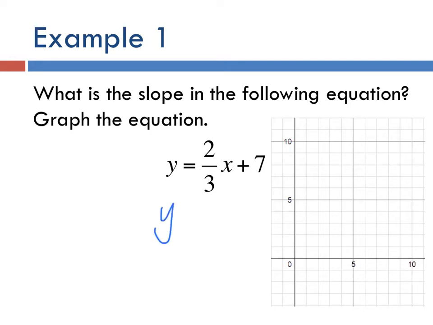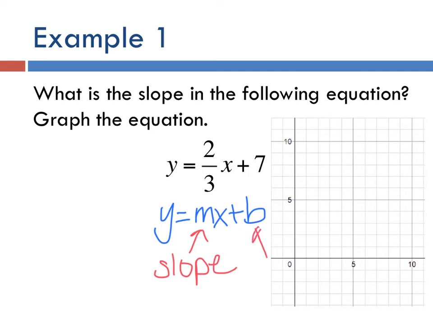Slope-intercept form takes the form of y equals mx plus b, where m is our slope. And what's b? Who remembers what b is? It's our y-intercept. Make sure you write this down before I erase it. Y equals mx plus b. So in this case, our slope is just 2/3 because it's next to x.